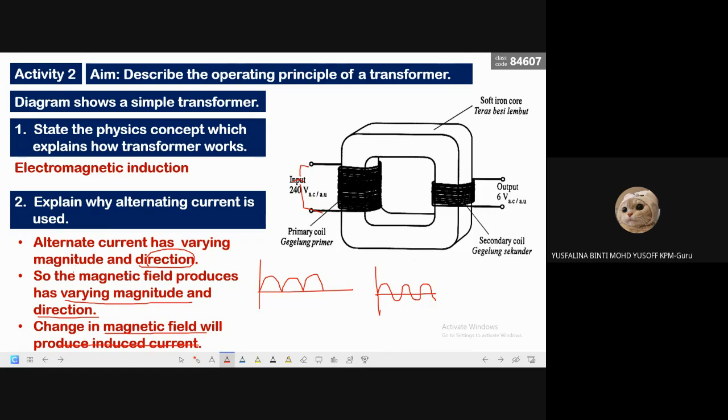So if they ask you why we use AC and why we don't use DC: because DC doesn't have a varying direction. It only works in one direction, so the changing of magnetic flux is not there. But with alternating current, the magnetic field has a varying magnitude and also direction. So this can cause an induced current to be produced.